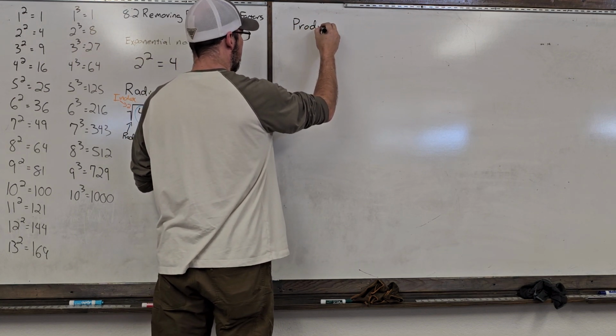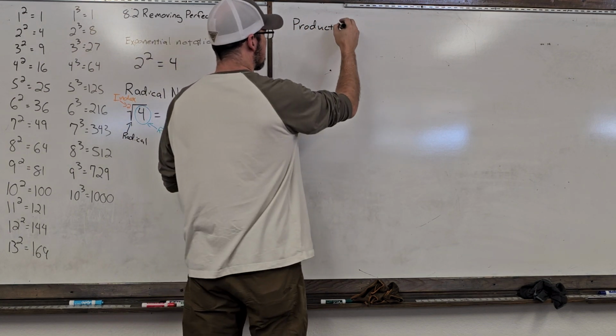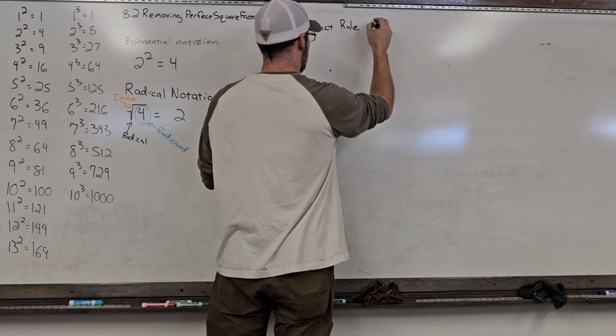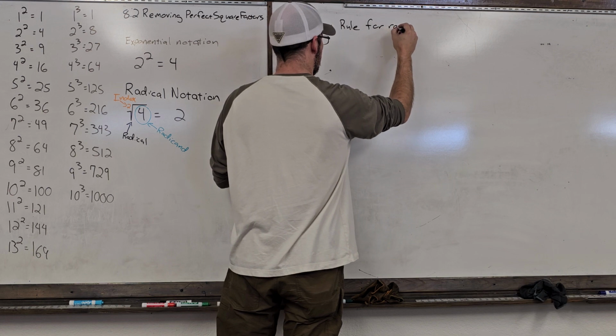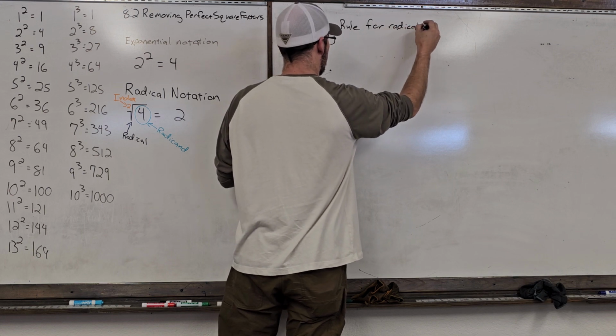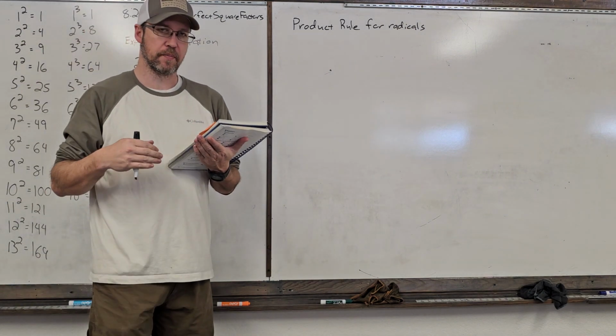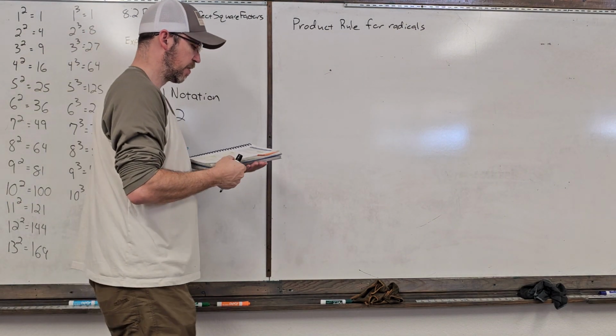All right, so what does product mean? Product is the answer to a multiplication problem. So the product rule for radicals. The last section we talked about the quotient rule. We determined that if you have a fraction underneath a radical that you can break it apart. Now we're going to deal with the product rule.